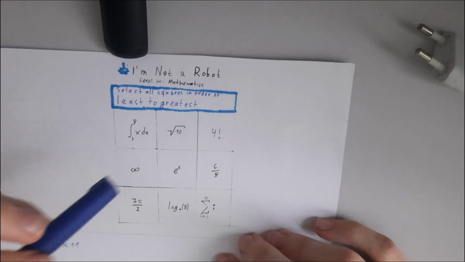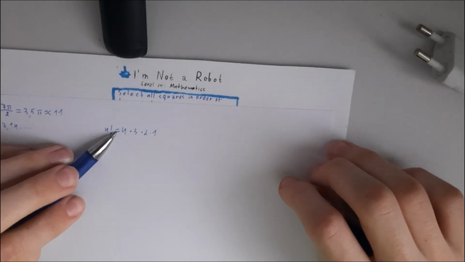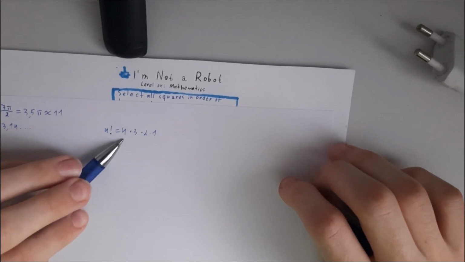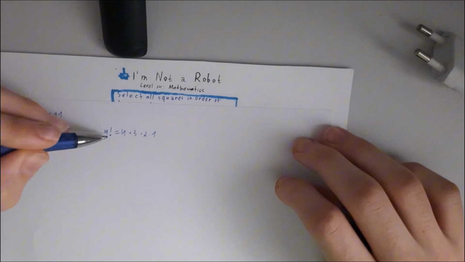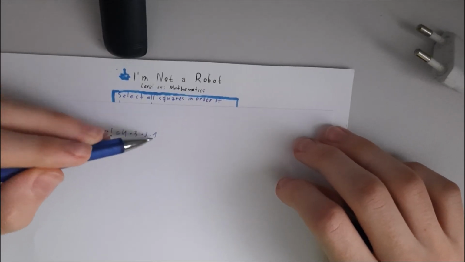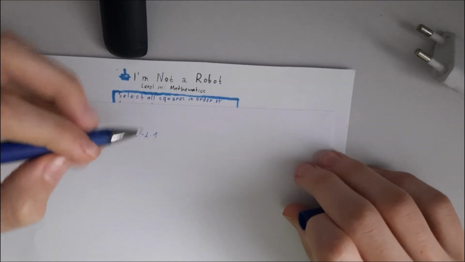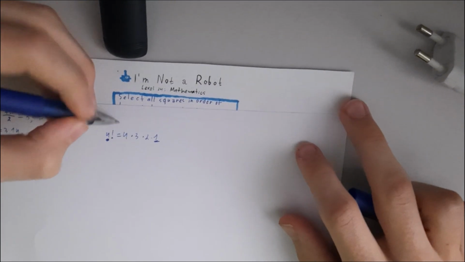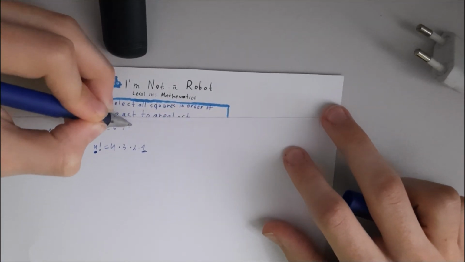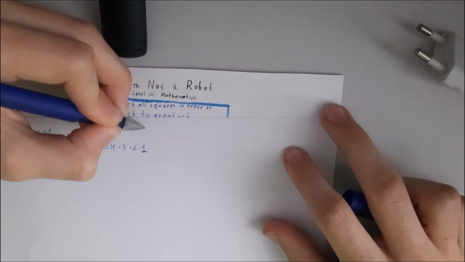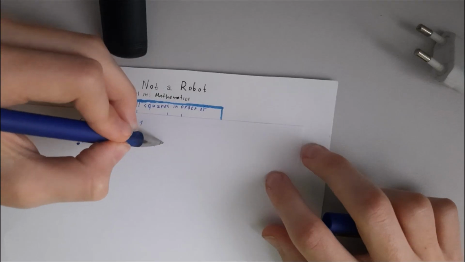The second easiest one is 4 factorial. So what is factorial? Factorial is the multiplication of all natural numbers from the number in the base of the factorial down to the minimum natural number, which is always 1. For example, 6 factorial is just 6 multiplied by 5 multiplied by 4 multiplied by 3 by 2 by 1. So 4 factorial is equal to 24.